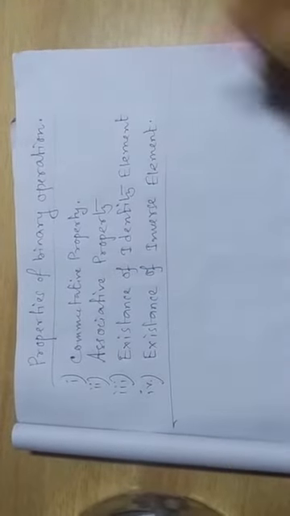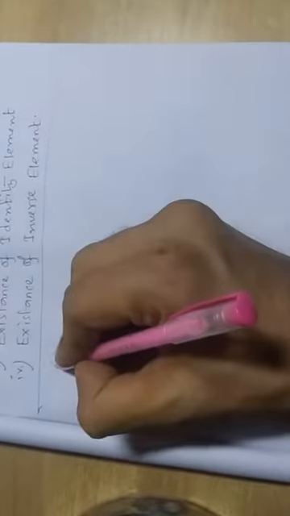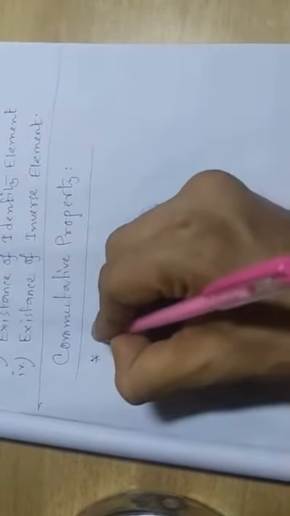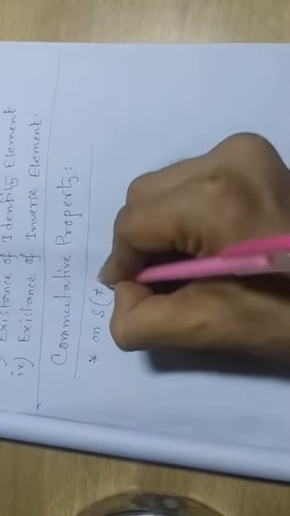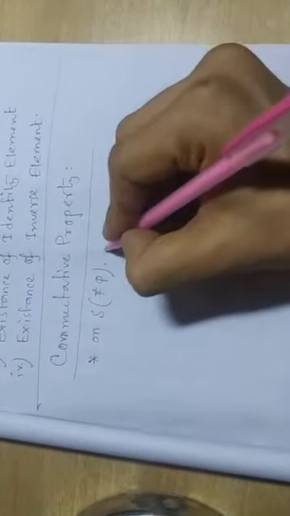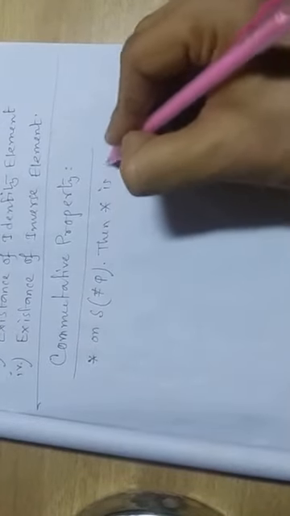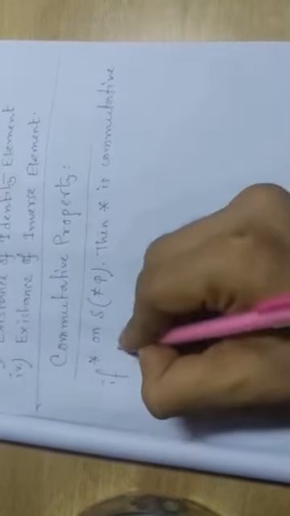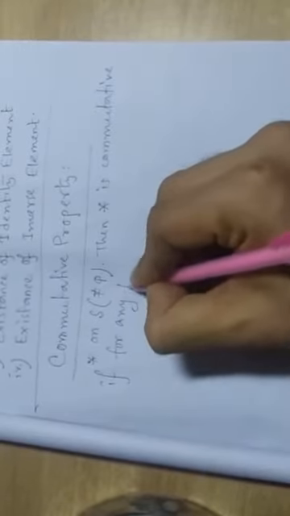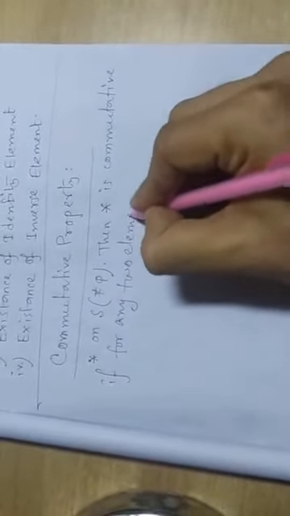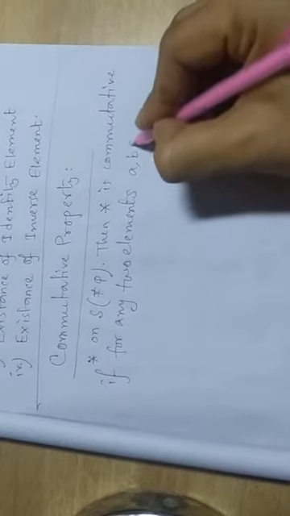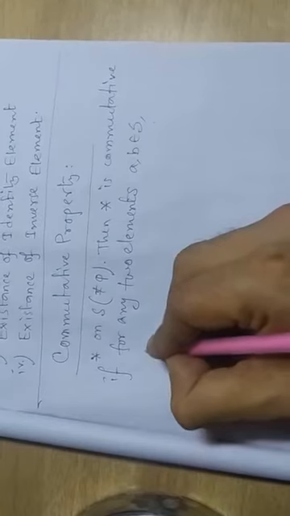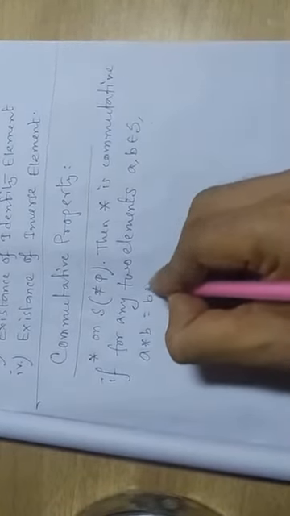First of all, we are coming to commutative property. This property says that if we take any binary operation, say star, on some non-empty set S, then star is commutative if for any two elements A and B from S, we will get A star B is equal to B star A.